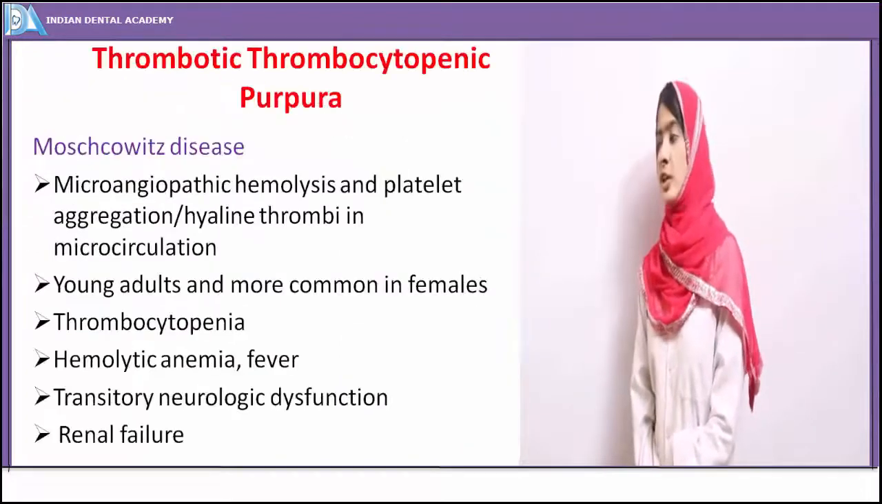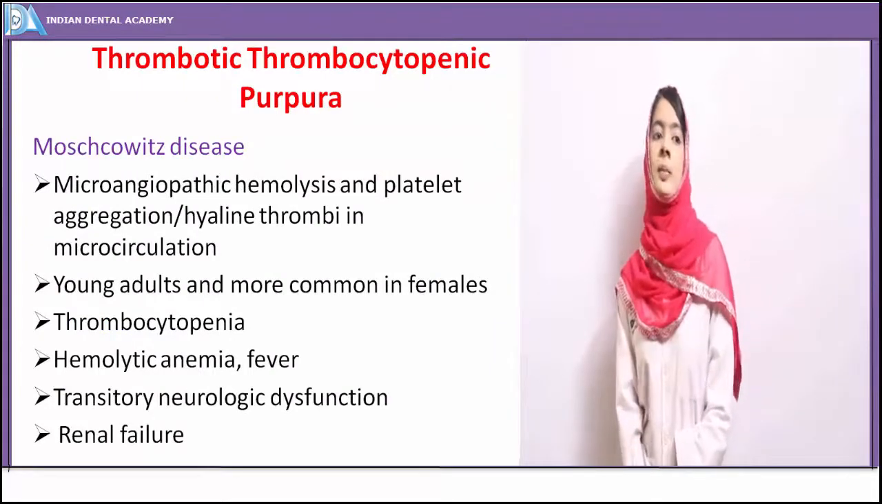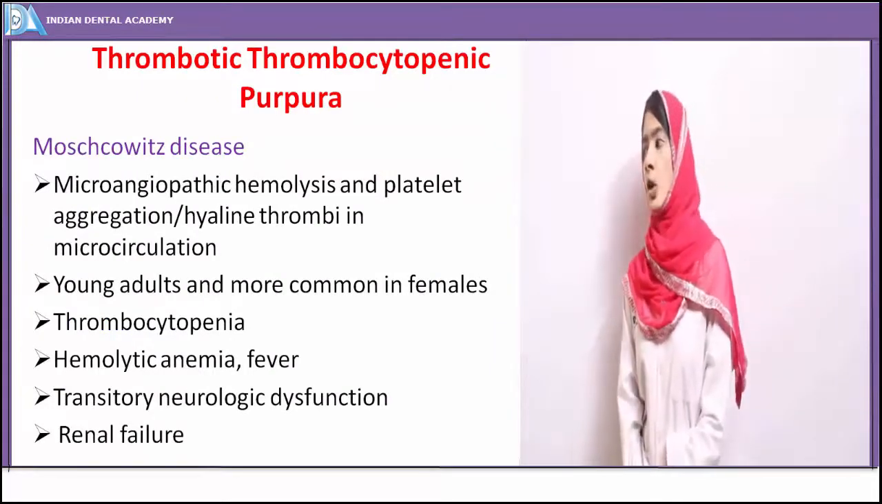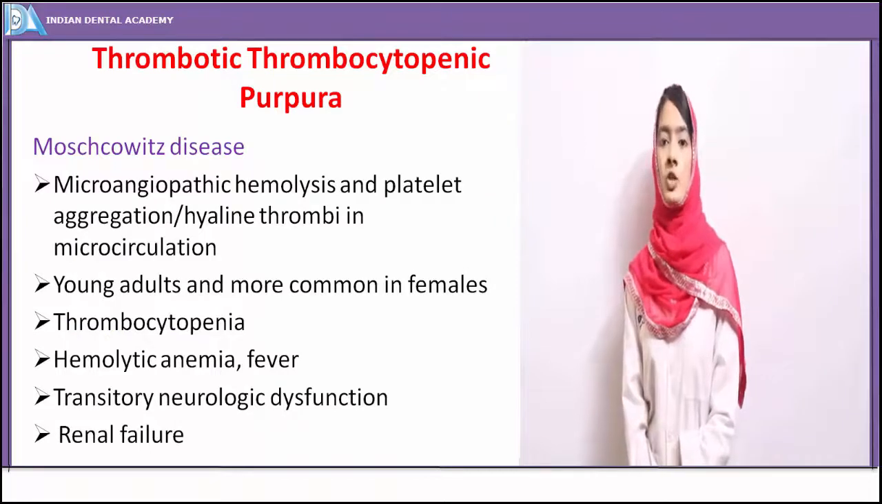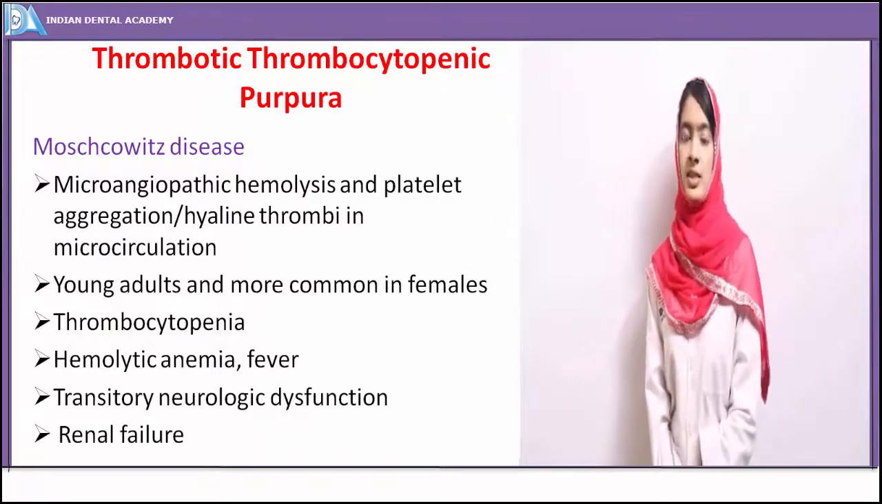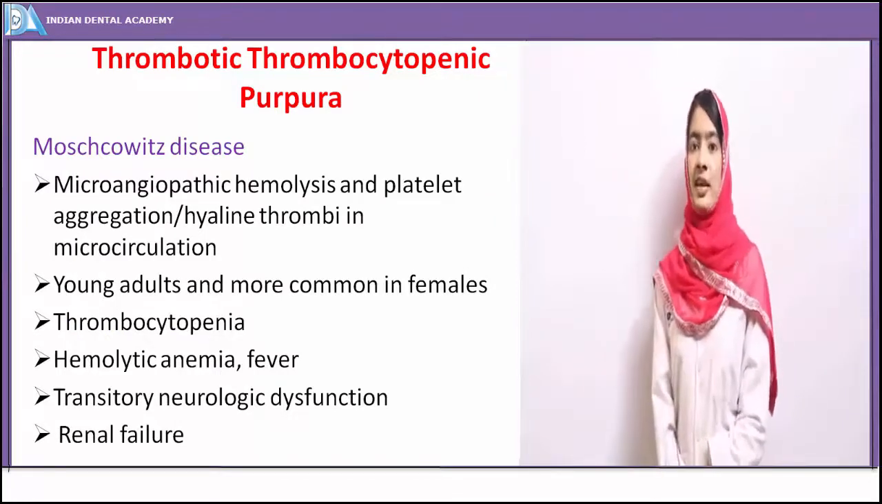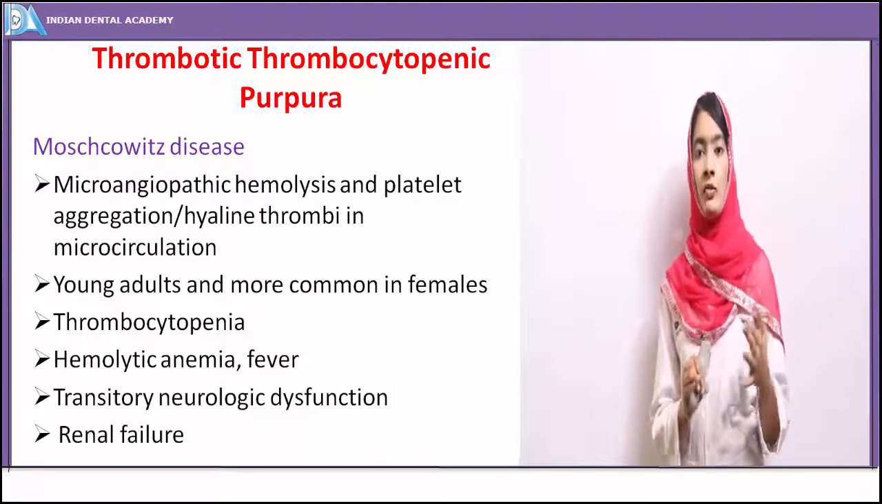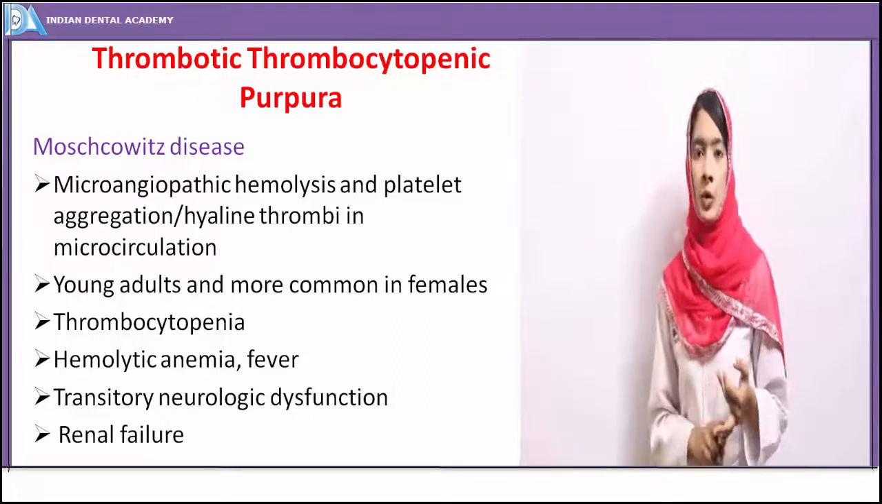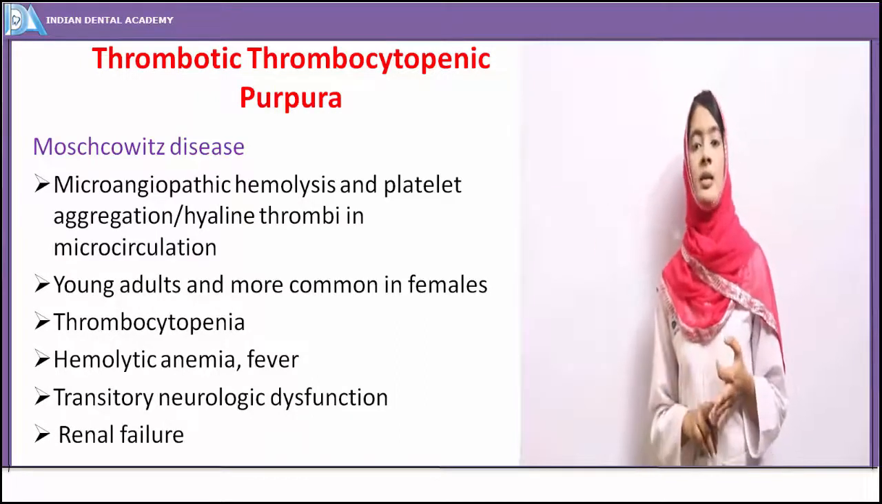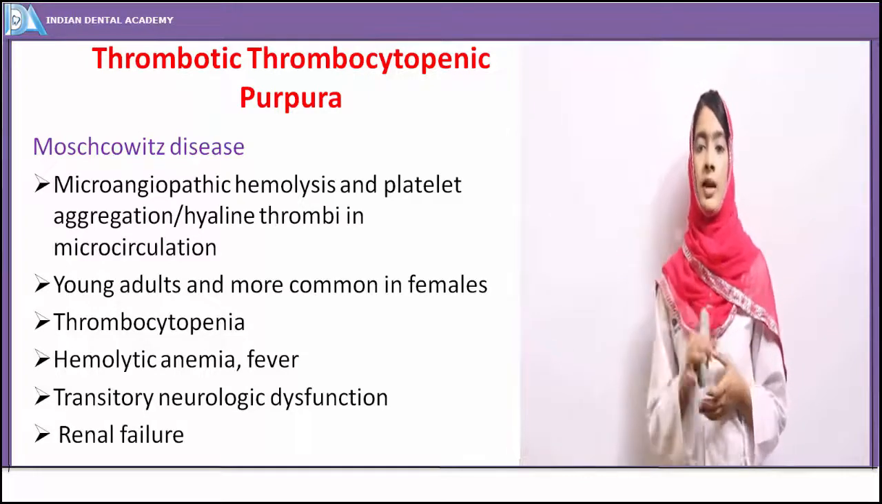That's with the thrombocytopenic purpura. There is another purpura known as thrombotic thrombocytopenic purpura. It's also known as Moschowitz disease. It is characterized by purpura along with microangiopathic hemolysis and the presence of thrombi in the microcirculation.